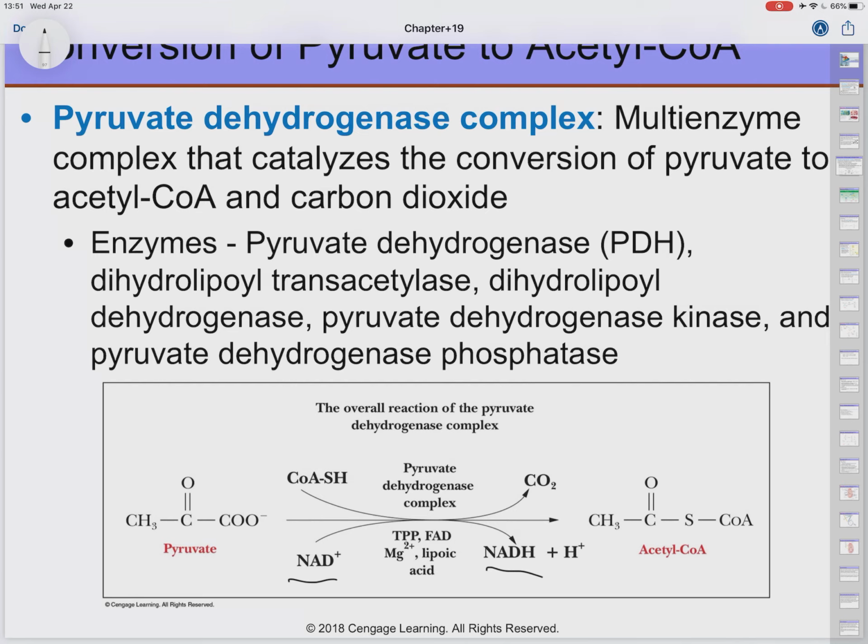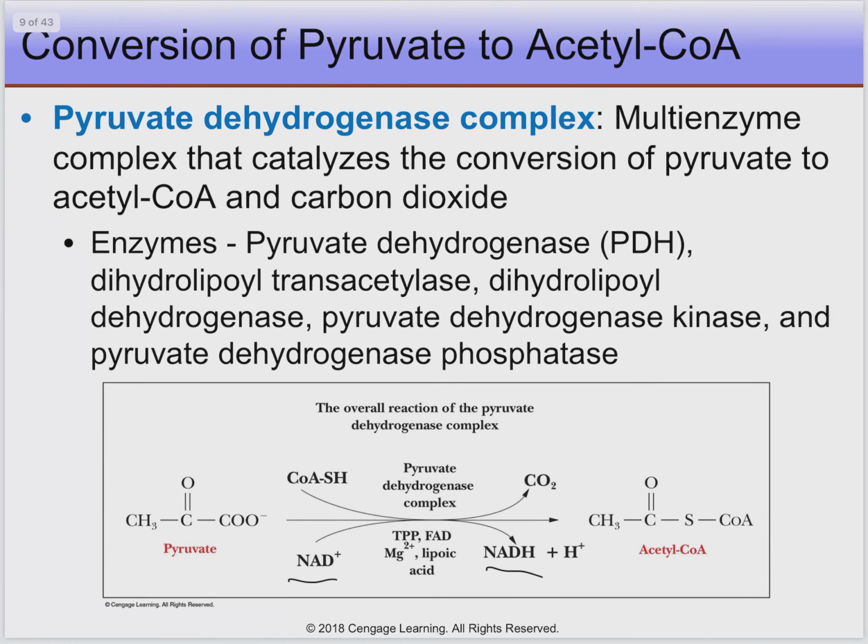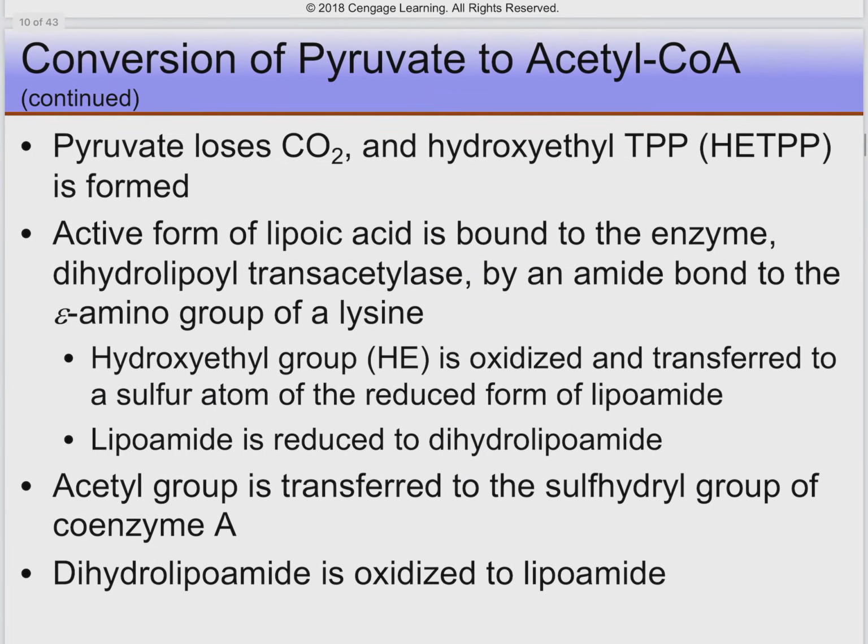There's a neat cofactor, thiamine pyrophosphate. I'll show you the structure in the next slide, I think. It's a B vitamin derivative that's required for this. Magnesium, lipoic acid. We'll show you how that works in a second. Pretty neat little enzyme complex here. TPP, thiamine pyrophosphate, shows up a few times in the citric acid cycle in some of these complexes. But anyways, let's see. So pyruvate into acetyl-CoA.